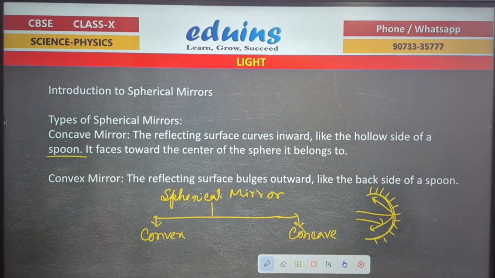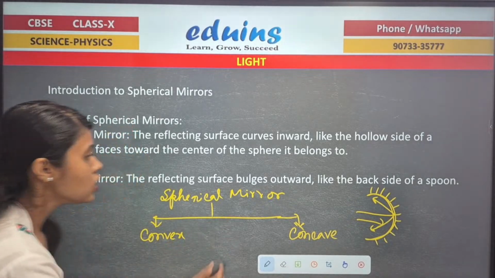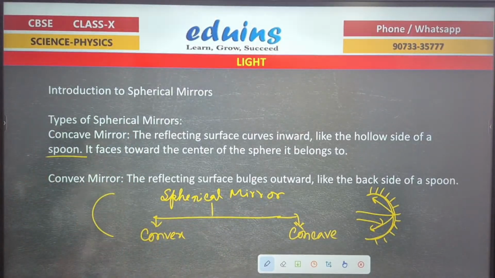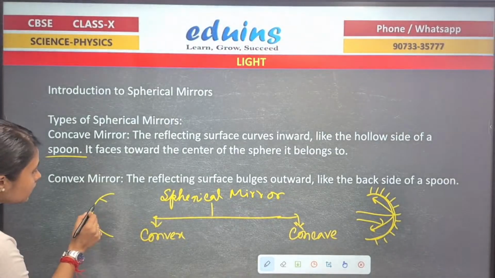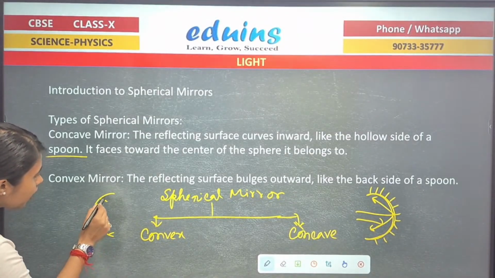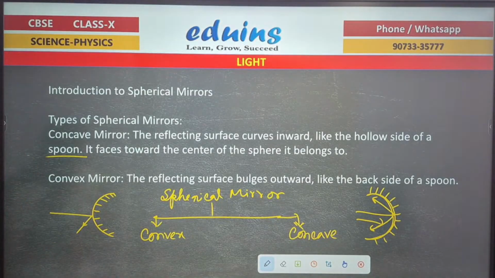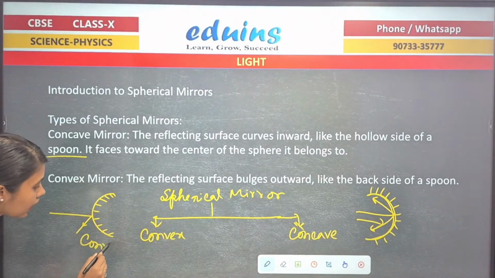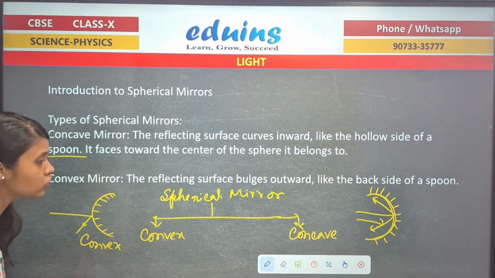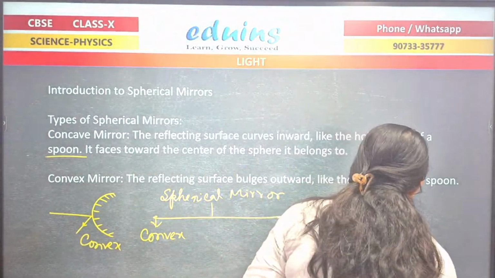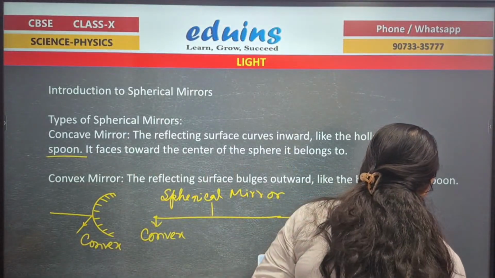Now the convex mirror. The reflecting surface bulges outward, the inverse of the concave mirror. Like this, in the hollow side there was the opaque space, and the outside is the reflecting surface for the convex mirror. So there are two types of spherical mirrors, one convex and another concave. This is the convex mirror picture and this is the picture of the concave mirror. This is the diagram.